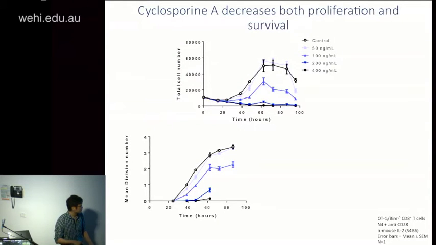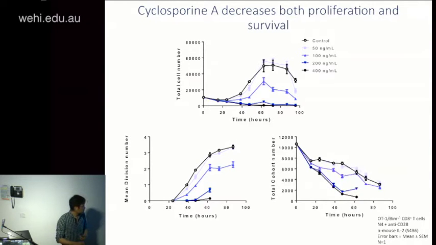And as you can see, at these two concentrations, the cells don't even enter division. If you look at survival, you can see that dose-dependently, they are also affecting survival. And in fact, these two doses, 200 and 400 nanograms, have a very huge effect on survival.